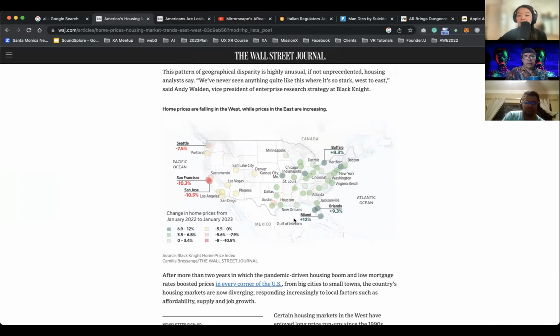And Florida, a long time ago, it was more Austin, Texas. But Florida right now is the new Austin. People start buying houses in Florida. And you can see Miami get about 12% higher pricing. And you see San Francisco is the epicenter, San Jose. Yeah, so you're in the right place.